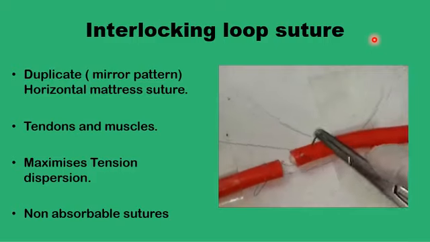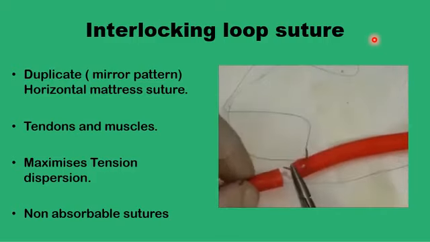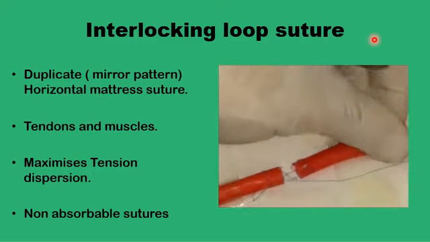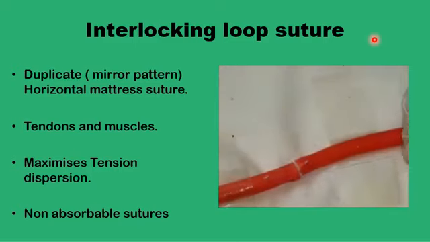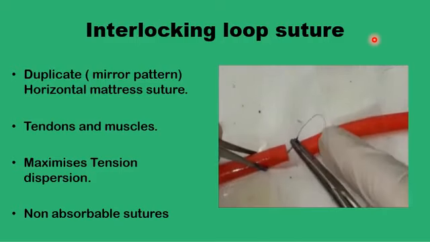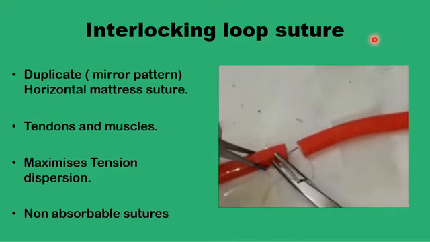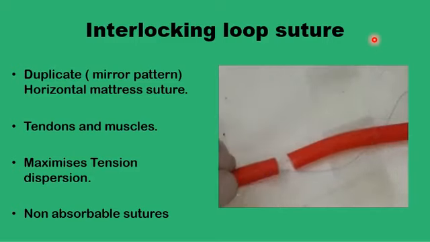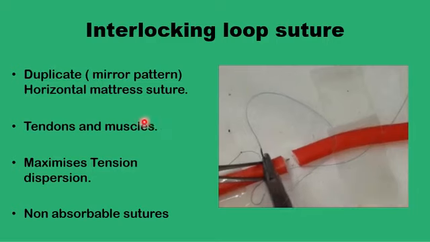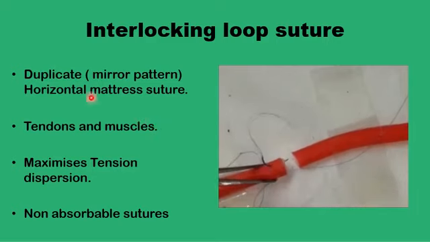and then cross through the tissues of the tendon to the far side, and then bring the needle out and pass it through the cut end of the tendon at the far side. These are two horizontal matrix sutures, mirror shaped. Pull the threads and you get a good opposition. And use it for maximizing the tension dispersion, with non-absorbable sutures.